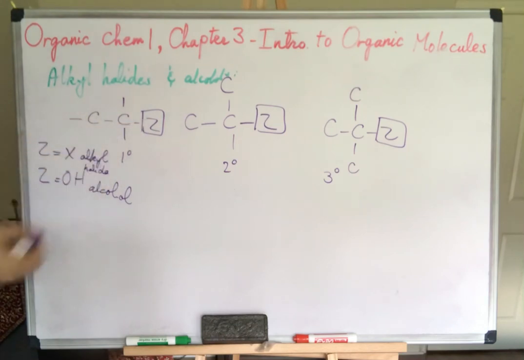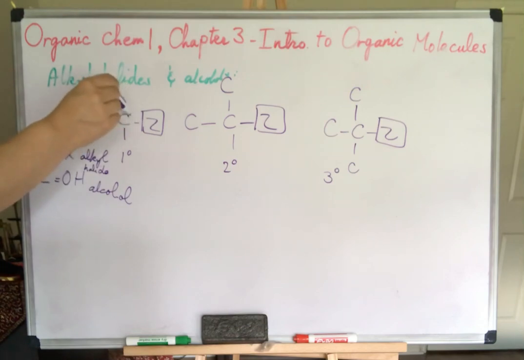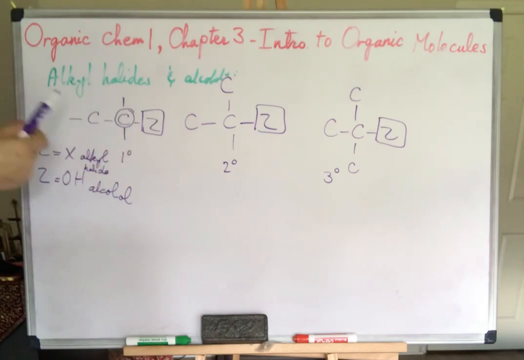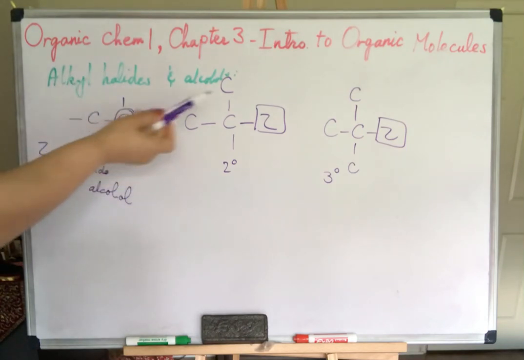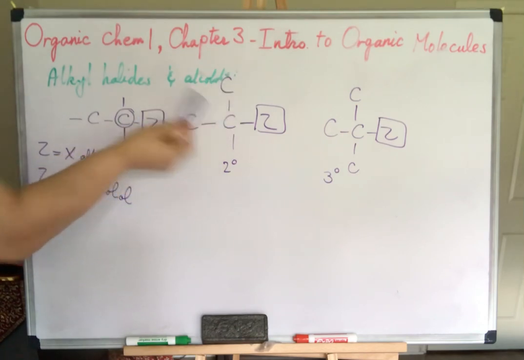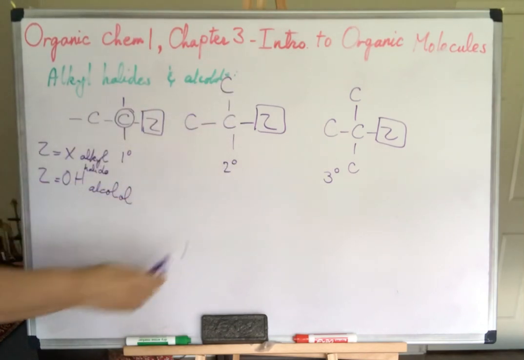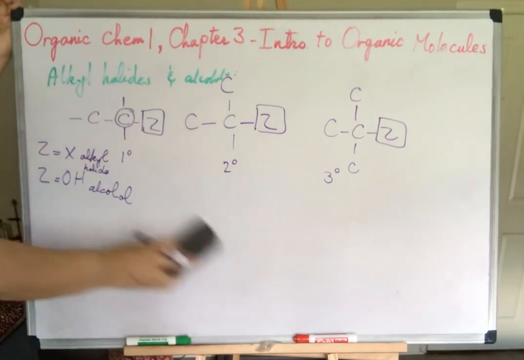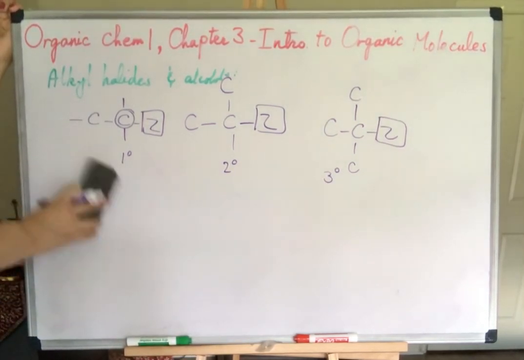So how to determine the type of alkyl halide or alcohol based on, again, the type of carbon that these functional groups are attached to. If OH is attached to a carbon which is primary, the alcohol is going to be primary, or the same for alkyl halide. If they are connected to a secondary carbon, they're going to be secondary alkyl halide or alcohol. And if they are connected to a tertiary carbon, then they are considered a tertiary alkyl halide or alcohol.